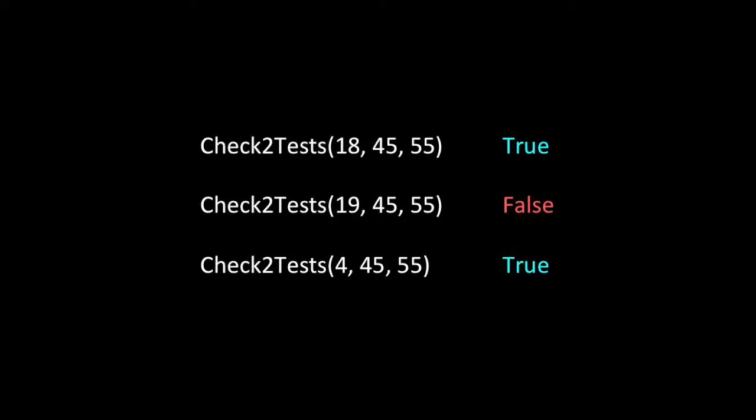In contrast, check 2 tests of 19, 45, 55, which tests to see if 19 is even or is between 45 and 55, returns false because 19 is not even and it's not between 45 and 55. Finally, check 2 tests of 4, 45, 55, which means is the number 4 even or is it between 45 and 55, returns true because while it's not within the 45 to 55 range, it is even, and we only need one condition to be true in an OR.